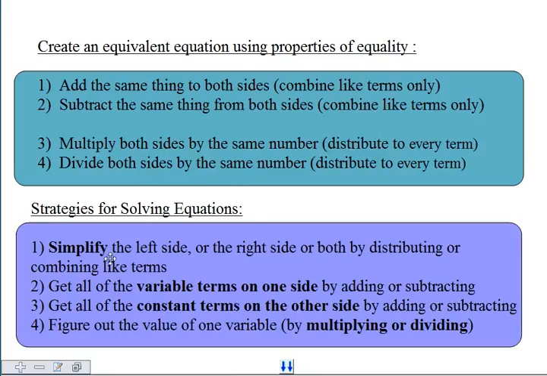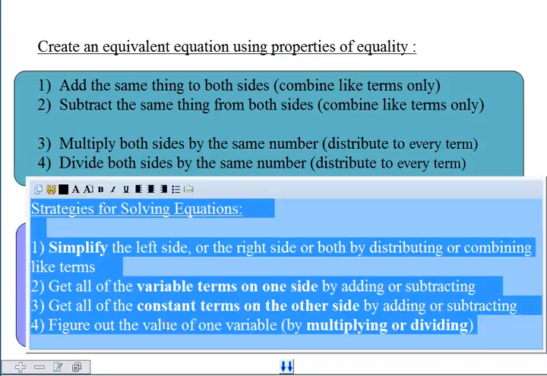So we talked about four different strategies that we could use where we're utilizing those properties of equality to solve an equation. And I usually approach my strategies in this order. First, I simplify the left side or the right side, or both, by distributing or combining like terms. Then I try to get all of the variable terms, all of the x's, for example, on one side of the equation. And I can typically do that by adding or subtracting some number of x from both sides.